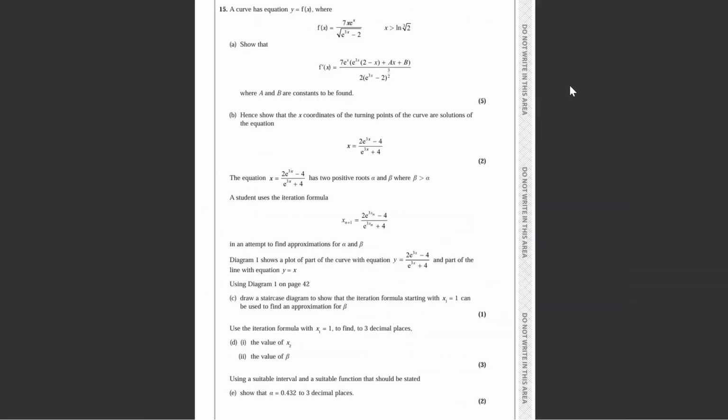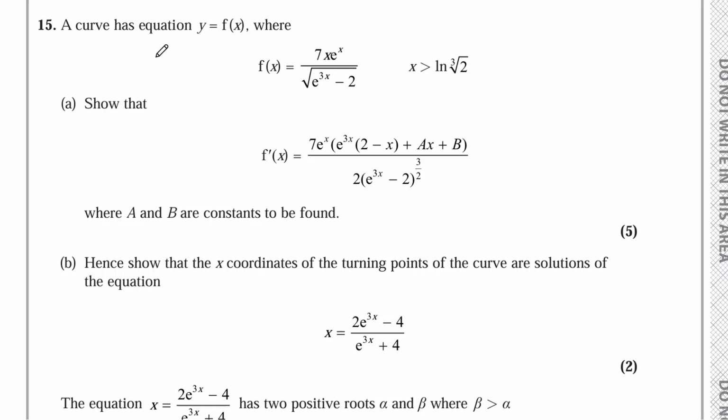Okay, so this is the final question, question 15. It's a really long question, so I've shown the entire thing here in case you want to have a go at it beforehand. But for part A, we're told about a curve that has this equation here, and we need to show that f dash of x is equal to this here, and this is for 5 marks, so we need to differentiate this here. Now I'll be honest, I think this is by far the most difficult question on this exam, especially to get all 5 marks and to rearrange it into this format here.